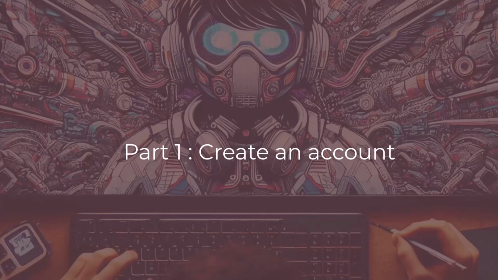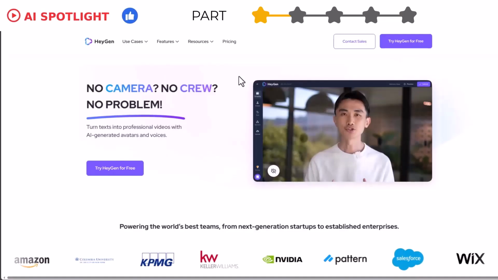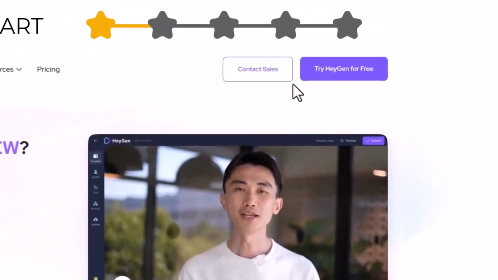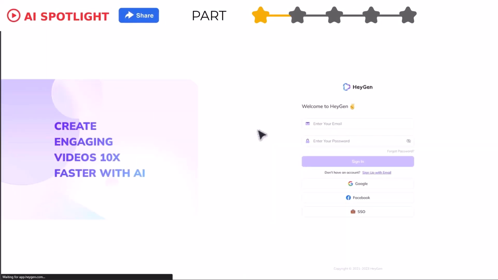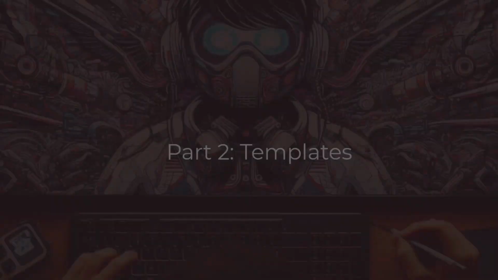Part 1. Create an account. To try this free feature, you must create a free trial account. You can find the registration link in the description of this video. Once the website is fully loaded, click the Try Heygen for free button, then click the Sign Up button to begin the registration process. You can sign up using your email, Gmail, or Facebook account. Once the registration process is complete, you will receive free accounts.